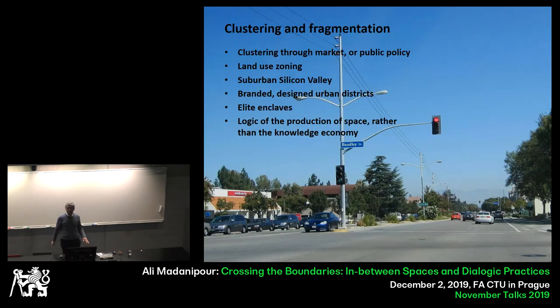Now, this is an image of Silicon Valley, the famous Silicon Valley. You just drive around. It's a big, big suburb, basically. There are some towns like Palo Alto and the rest of it. But essentially, it's a huge suburb south of San Francisco and San Jose. It created this cluster through various reasons.